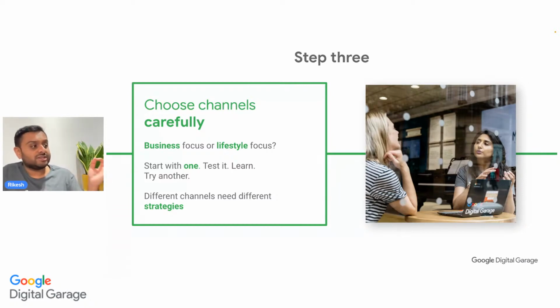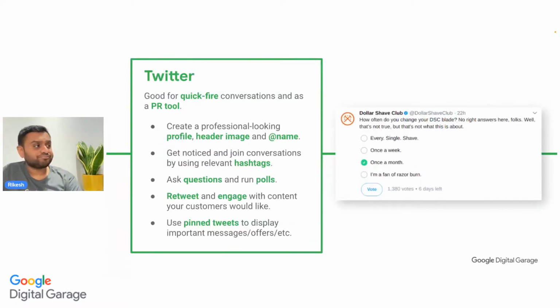But you can also see that different social media channels and platforms essentially need different strategies. So let's briefly touch upon some of the social media channels and platforms that exist out there. So one of them is Twitter. You can see Twitter, it's a fantastic public relations tool.